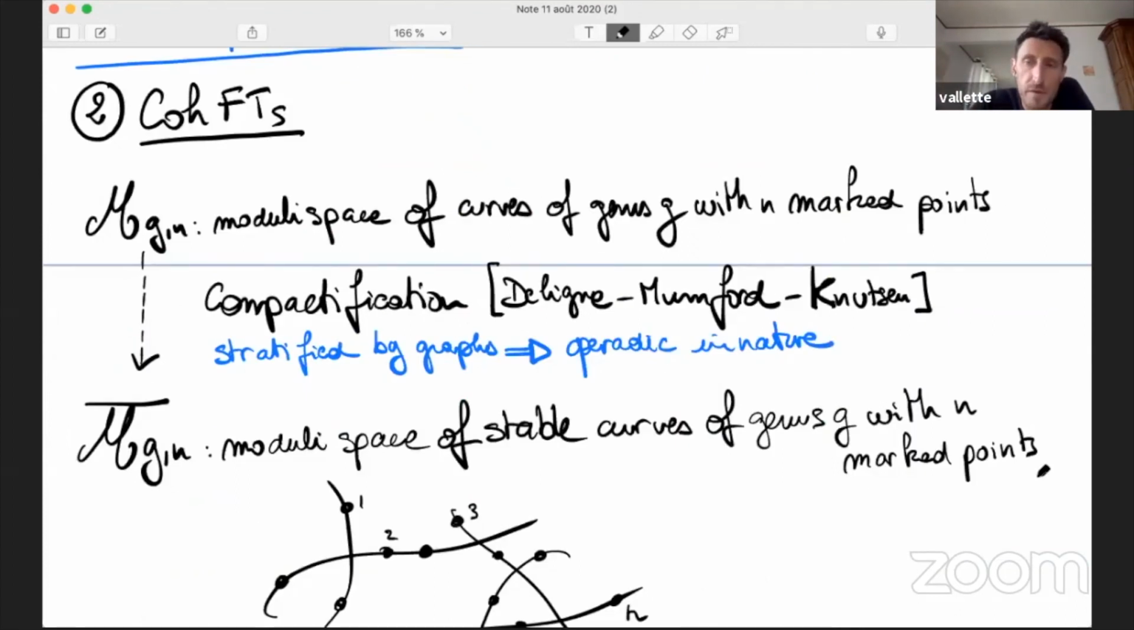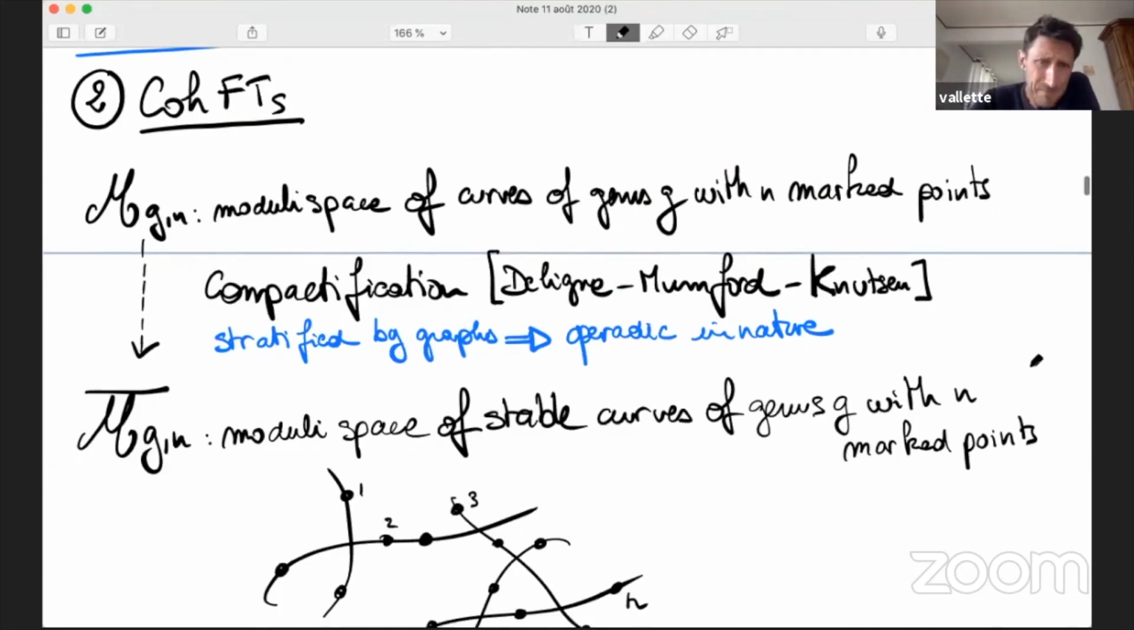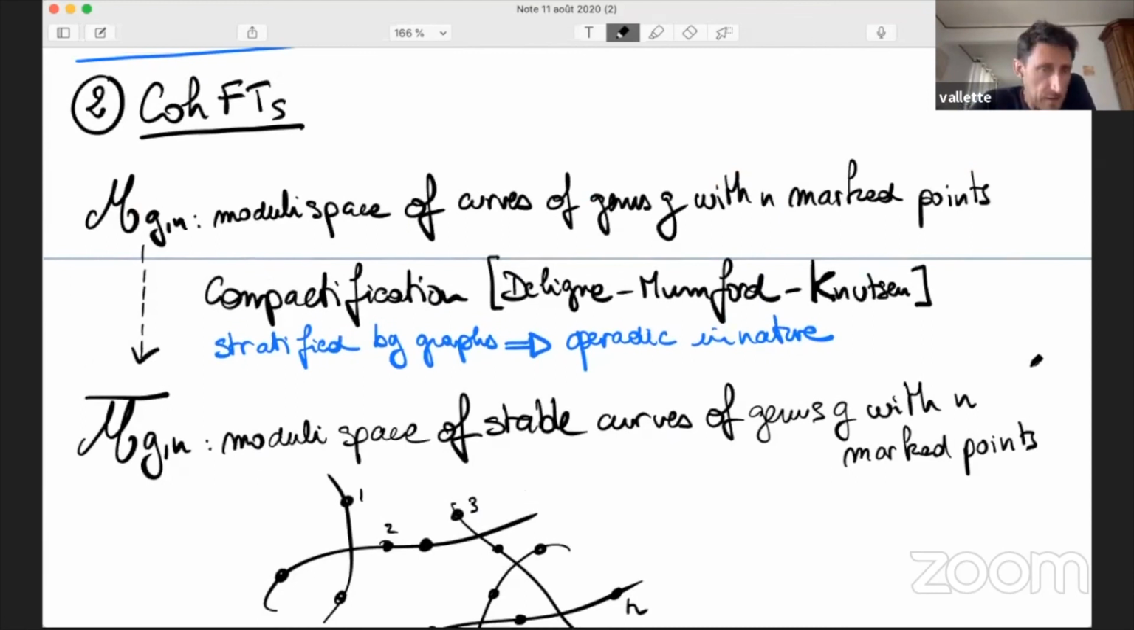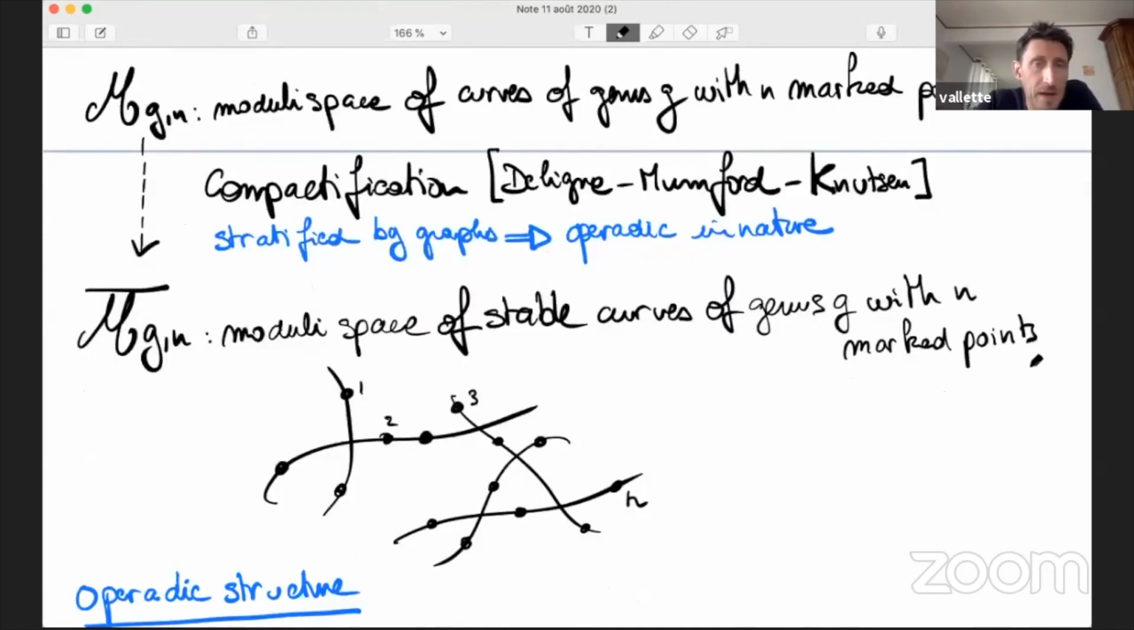Now once we have this in mind, we'll try to copy-paste, adapt this method to cohomological field theories. Let me record quickly the objects that we're interested in. We consider first the moduli space of curves of genus g with n marked points. As I was saying before, this is not a compact space. So Deligne, Mumford, and then Knudsen considered M-bar g,n, which is the moduli space of stable curves, where the compactification comes from, of genus g with n marked points.